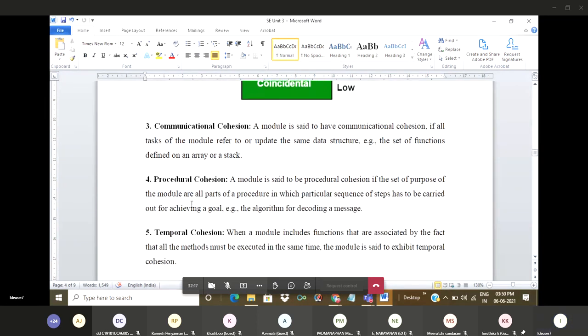So next is communicational cohesion. A module is said to have communicational cohesion if tasks of the module refer to or update the same data structure. Example, the set of functions defined on an array or a stack. If it is an array or stack, it will update the same data structure.